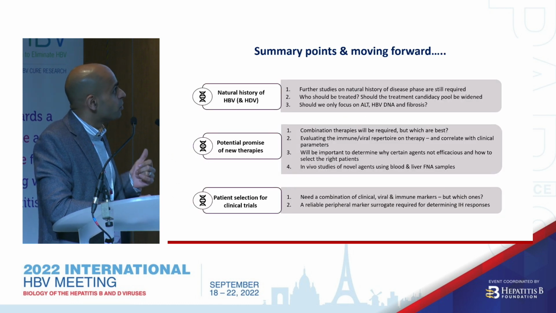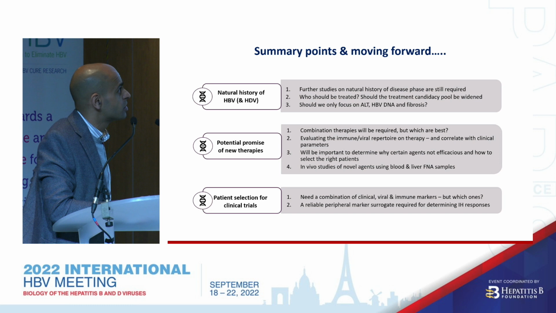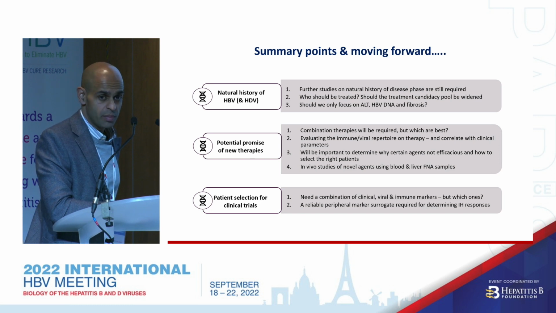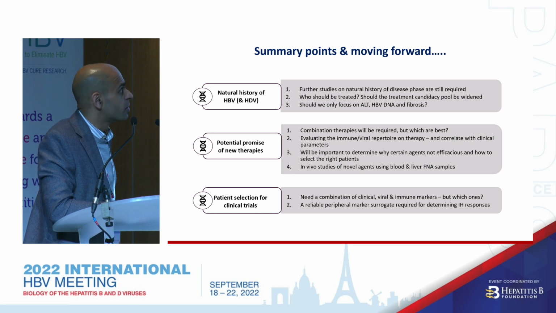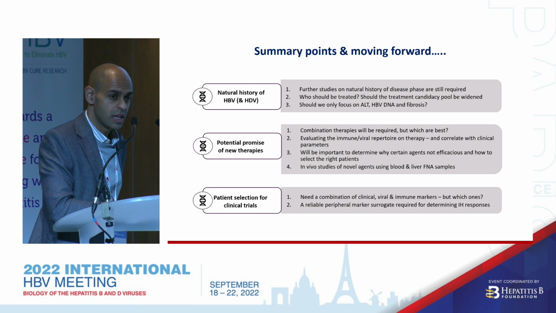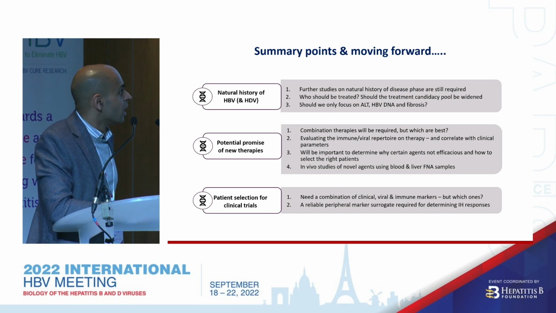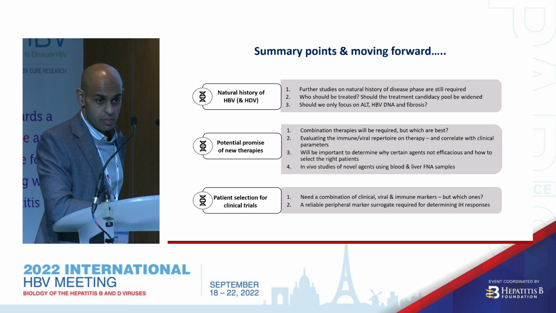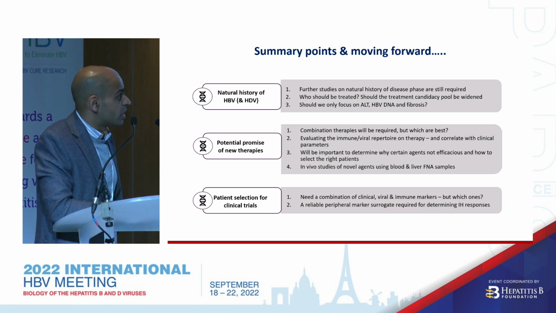So in summary, we certainly need some further studies on natural history, I think. We do need to know who should be treated. Should we just widen the treatment candidacy pool, do what we do in HIV and treat everybody? Or should we really just focus on the ALT? But I've just said the limitations of that. We've heard that we will probably require combination therapies, but we're not going to know which ones are best until we start using them. We need to evaluate the immune and viral parameters that we've heard about with the clinical parameters. It will be important to know which agents are efficacious and how to select the right patients.